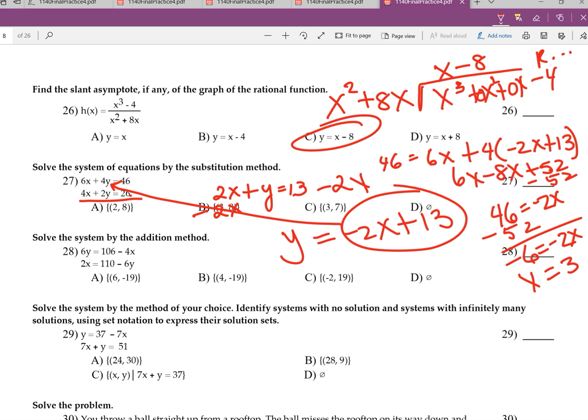That's great. So now we have one of the values. Now let's find the y. Now I'm going to take that x equals 3 and I'm going to throw it in there. And notice that negative 2 times 3 is negative 6, plus 13 is 7, so our answer choice should be C.